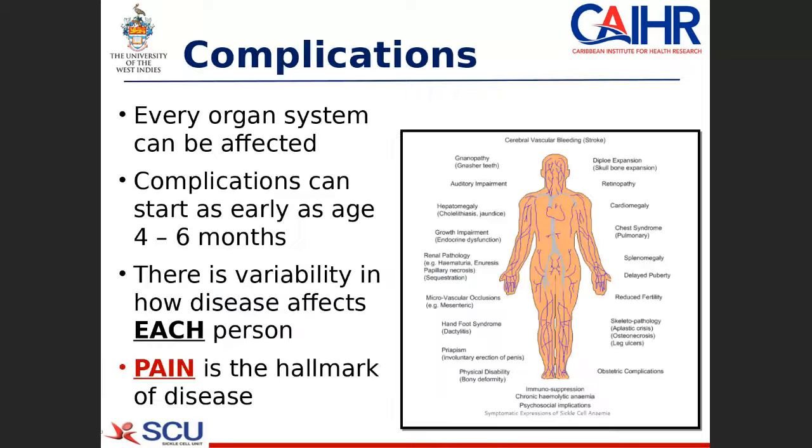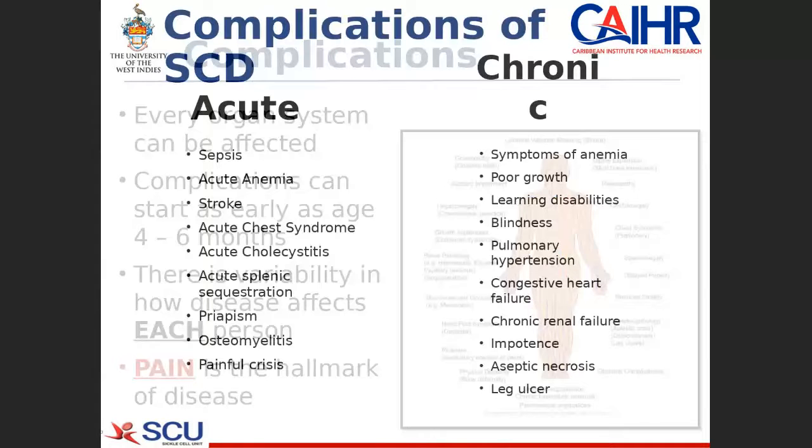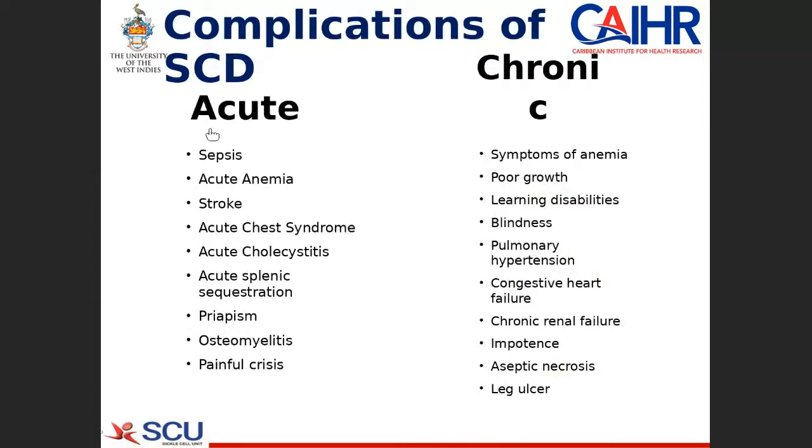Sickle cell disease is a disease of blood, so every organ system can be affected. Wherever blood flows can be a problem. Your complications can start as early as 4 to 6 months. As I mentioned, there's a lot of variability, and pain is a hallmark of disease. Many of the complications associated with sickle cell disease have pain. And these are some of the acute complications, okay? And these are some of the chronic complications that we see with disease.